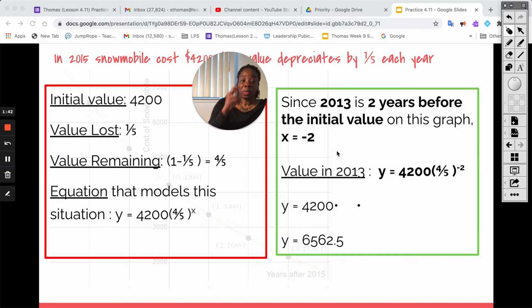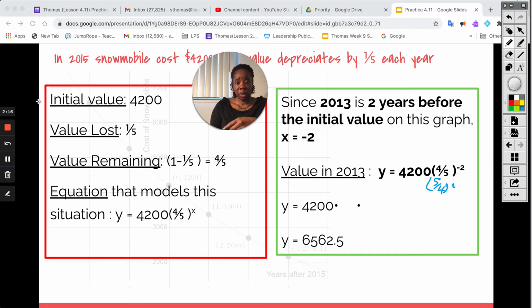And so how do we put that in our equation? Well, the value in 2013 would be y is equal to 4,200 times 4/5 raised to the -2. And a negative exponent means that we're taking the reciprocal of the base number, and we're going to flip it and raise it to the positive power. So the reciprocal of 4/5 is 5/4, right? And we're going to raise that to the positive power.